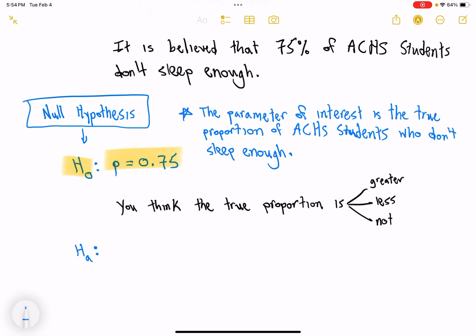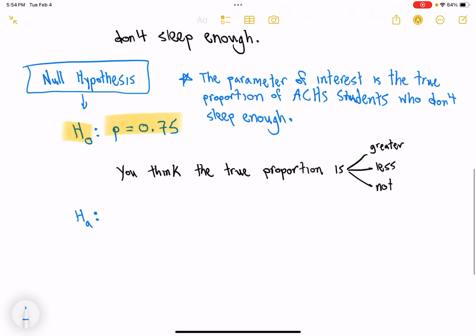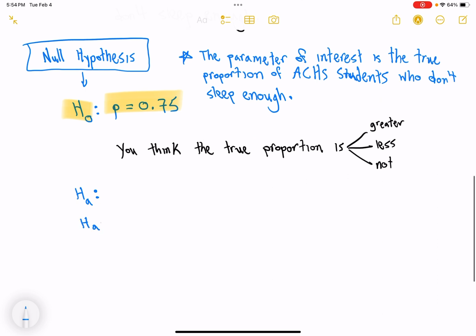So the alternate hypothesis here is one of 3 things. I'm going to write all 3 of them out as possibilities. Now, in any given problem, you will only have 1 alternate hypothesis. But the 3 options, as we said, are: 1, the parameter is actually greater than 0.75. 2, the parameter is less than 0.75. Or 3, the parameter is not equal to 0.75.